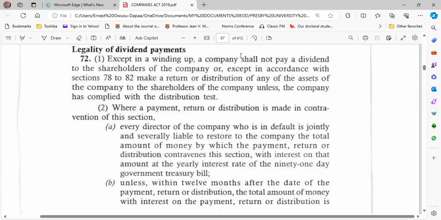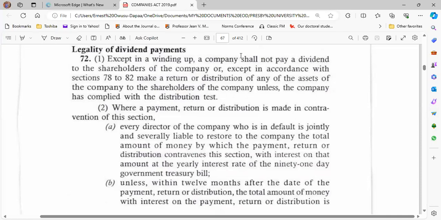And according to the interpretation section, this is the meaning of distribution test, and I quote, distribution test includes circumstances where A, a company is able to pay its debts as they fall due, and B, the amount or value of any payment, return or distribution made by the company does not exceed its retained earnings immediately before the making of the payment, return or distribution. Yeah, so that is pretty straightforward.